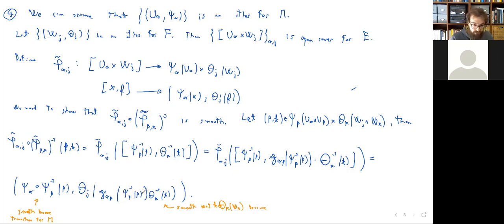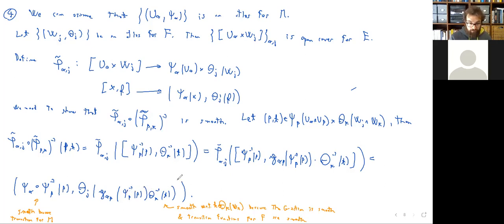So if we fix p, this is just an element of G, and we know that the action is smooth because the G action is smooth. And otherwise, we just have some transition functions for F. Okay, so this takes care of smoothness with respect to t.